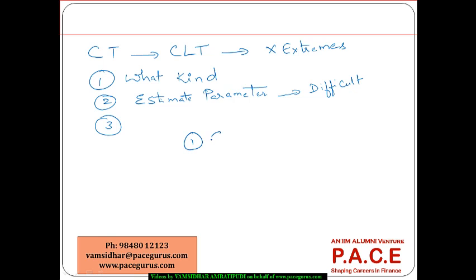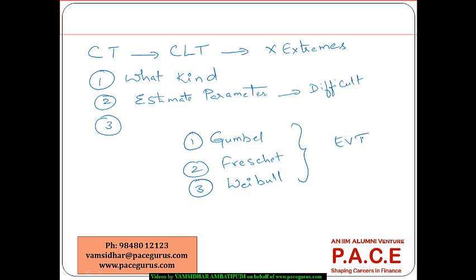We will be talking about a Gumbel distribution. We will be talking about a Frechet distribution. We will be talking about a Weibull distribution, which are all governed by the extreme value theory. So we can get into the understanding of the extreme value theory, which can simplify our process of estimating these extreme values that are encountered very frequently in the fields of risk management, insurance, finance, etc.